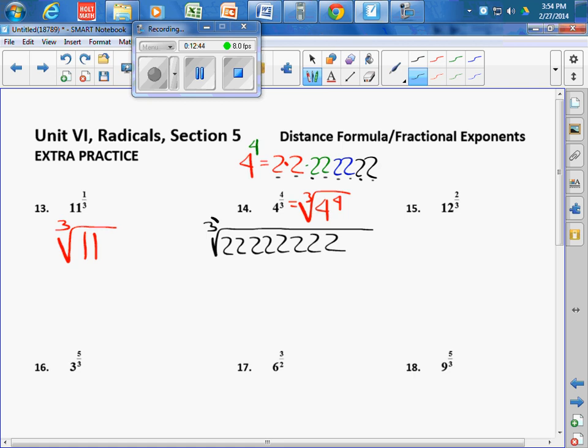Now, every 3 I get to cross out and bring 1 down. So I have a 2 times 2. I don't have 3 more 2's here, so I multiply those back together, and I have outside 4, and remember this is the cube root of 4, final answer.